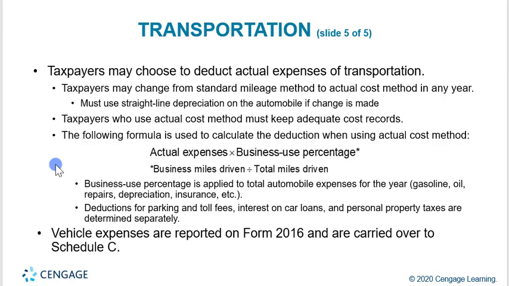So here they're basically saying if you choose not to use the standard mileage rate, you can deduct the actual expenses for your automobile, but you're going to have to take the percentage and determine what percentage is business as opposed to non-business use. And so vehicle expenses are reported on Form 2106 and are carried over to Schedule C.